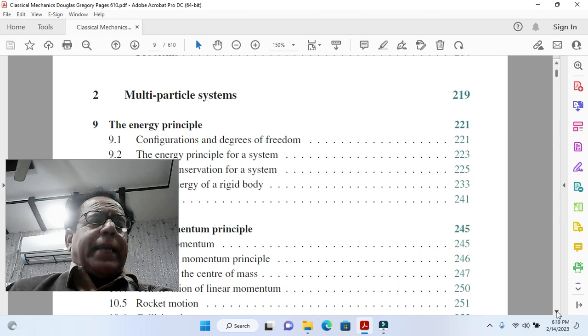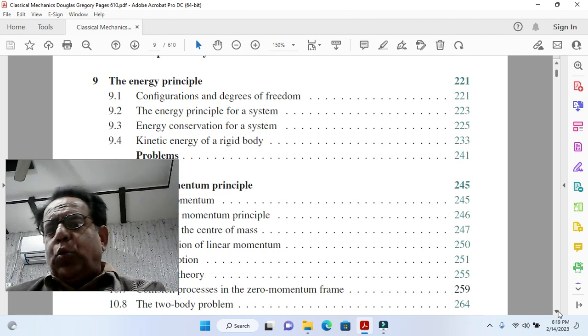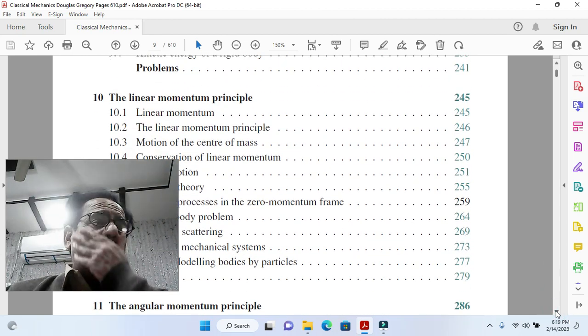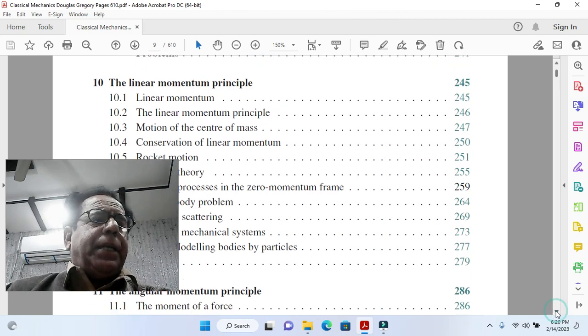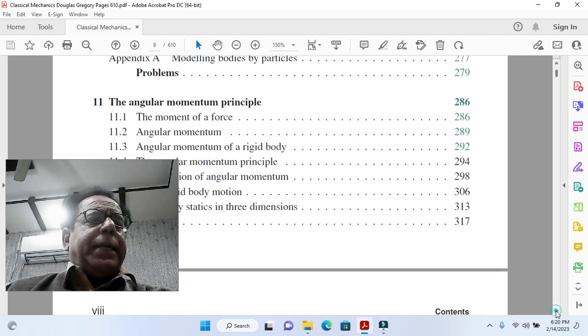Now its second part begins, multi-particle systems, in which first of all is chapter number 9, the energy principle. Chapter number 10, the linear momentum principle. Chapter number 11, the angular momentum principle.